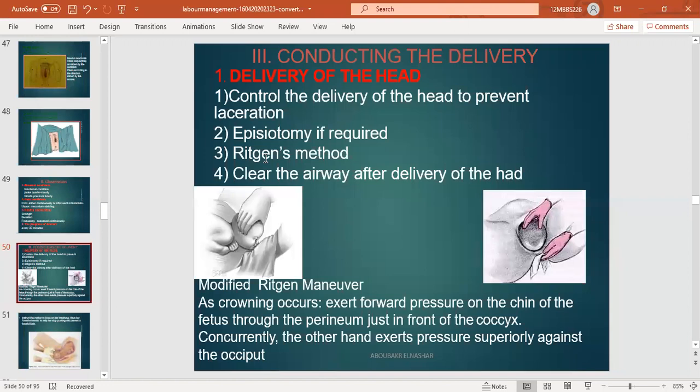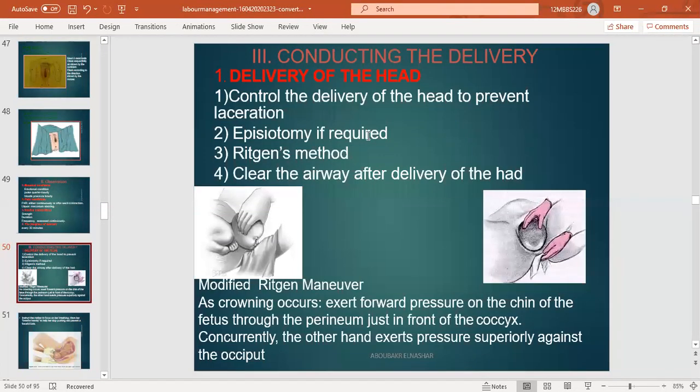Then the delivery of the fetus. As we discussed in the mechanism of labor, the baby is delivered in extension. So, for the controlled delivery of the head, whenever you see that there is crowning, you put on the gloves, scrub yourself, and sit in front of the patient. Whenever the baby is crowning and there is extension, you give support to the perineum, or you give an episiotomy if you require.